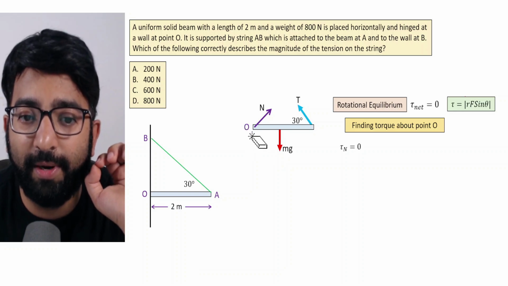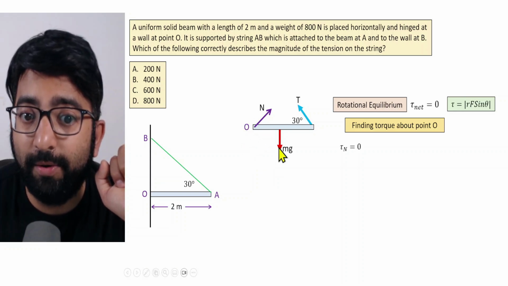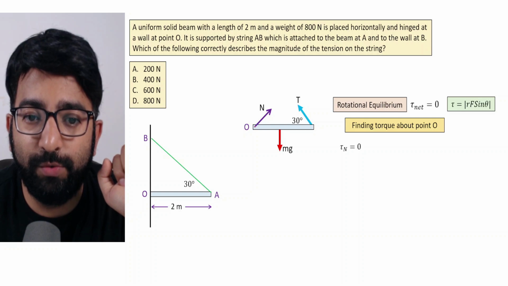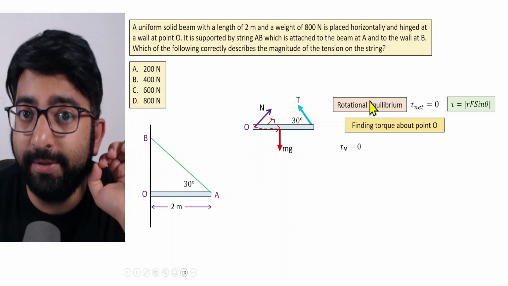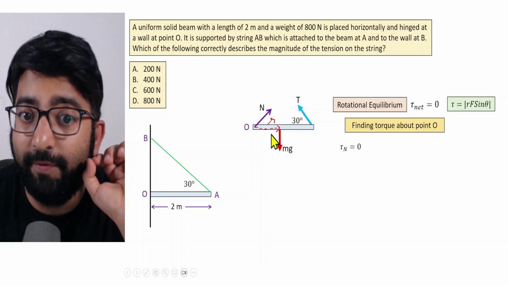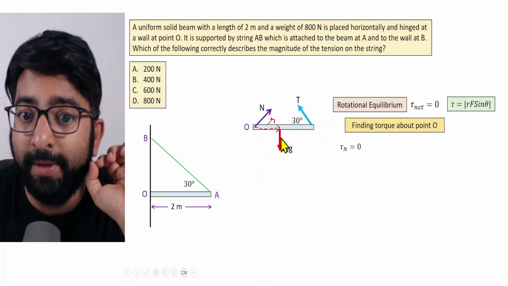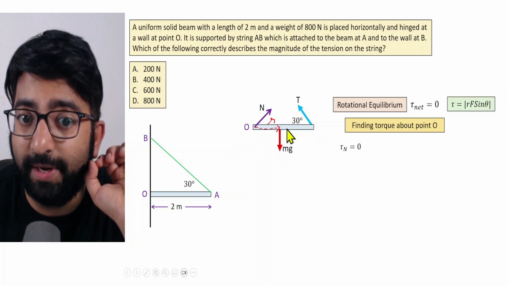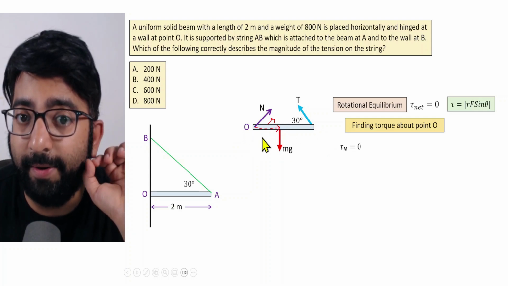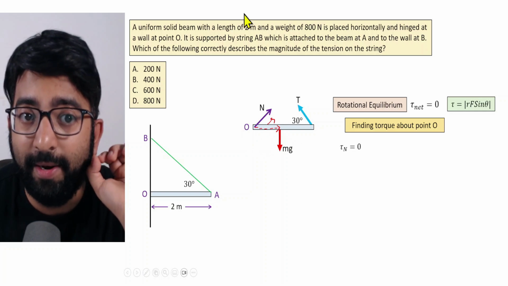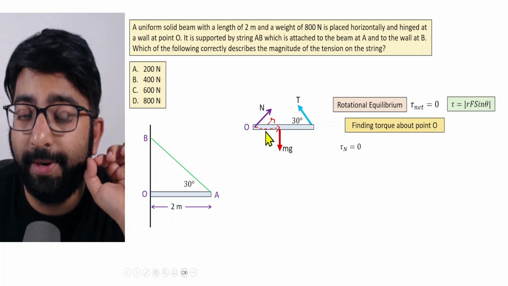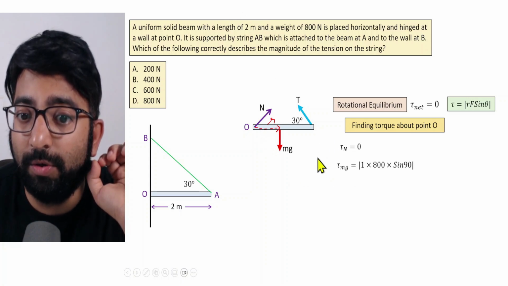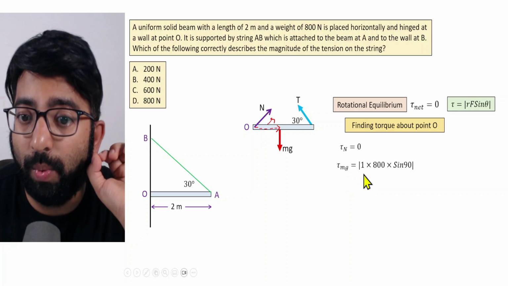So let's draw a dotted line from O going towards the force mg. This is equal to R. R is the length, and the value of R will be half of the length of the beam. Since weight always acts at the center, the length of this dotted line will be equal to half of the length. The length of the beam is 2 meters, which means the value of R in this case will be 1 meter.